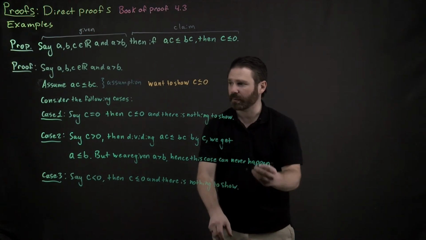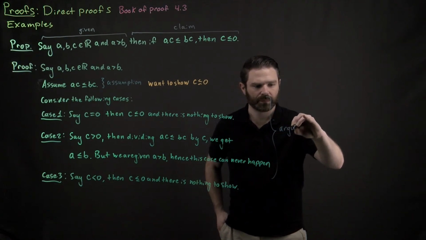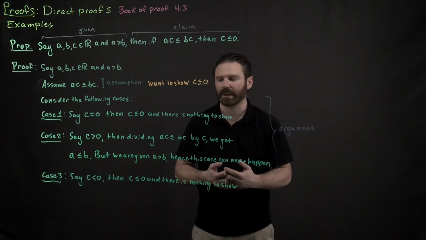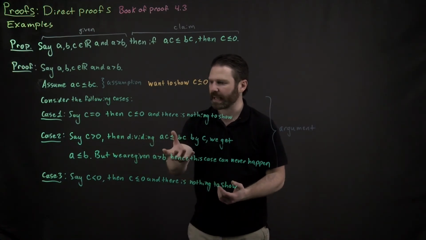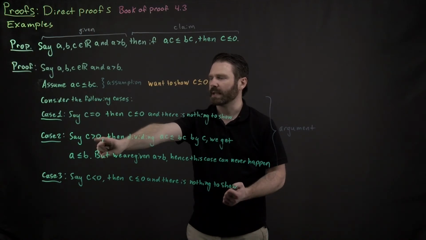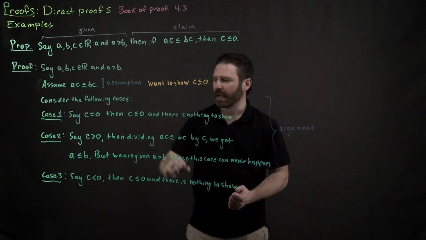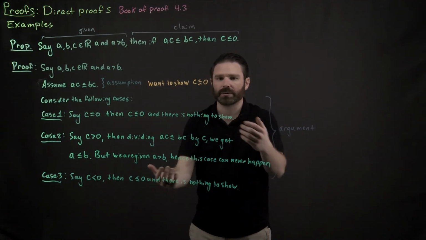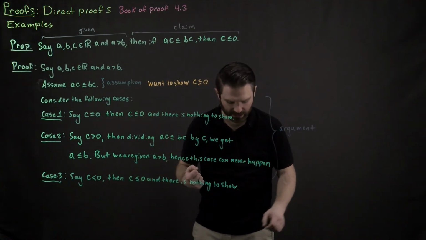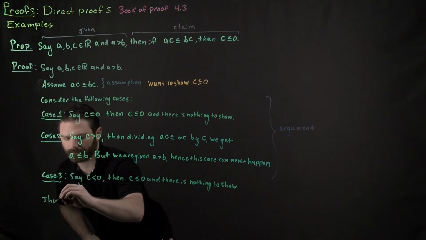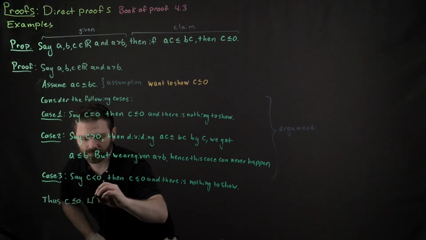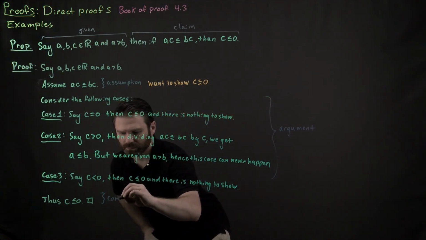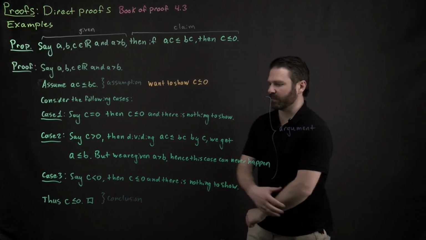So in this case, this argument that I've constructed right here has basically gone case-wise and exhausted all the different cases that C could possibly be. And I have been able to exclude the case that C is greater than 0 because it contradicted one of the things that I was given. And therefore, I'm only left with either case 1 or case 3 right here, where in both of those, there's nothing to show because C is already less than or equal to 0, which allows me to then conclude that C is less than or equal to 0. So this conclusion right here is the end of my proof.